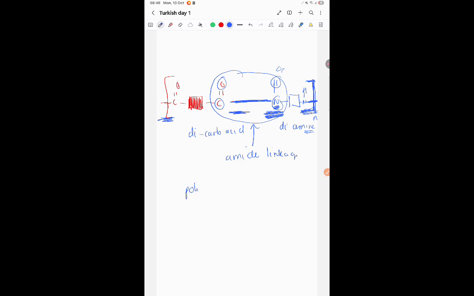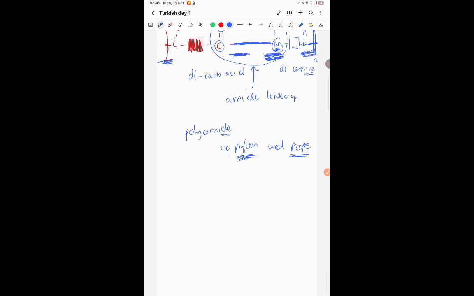So it's called a polyamide. It's called a poly what? Amide, because of the NHCO amide linkage. Examples are nylon, used for making rope. Just important to remember: examples, nylon, used for rope.